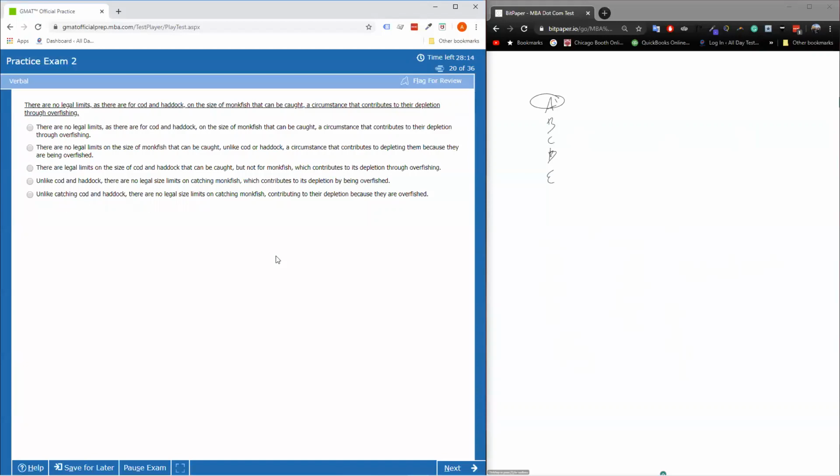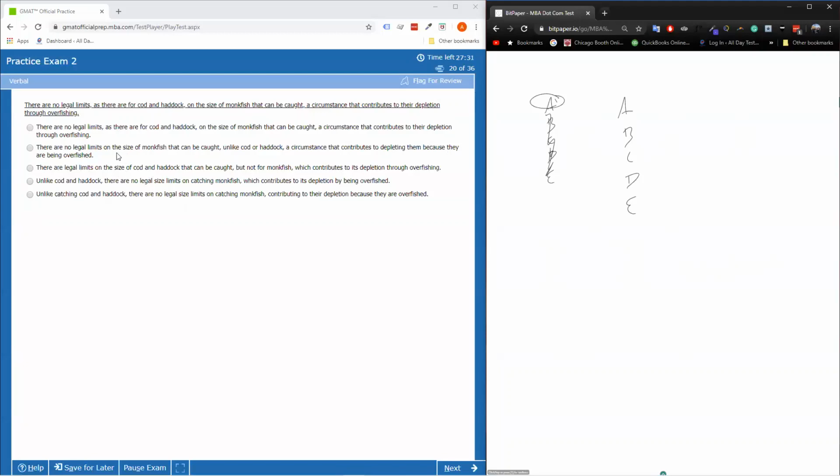There are no legal limits, as there are for cod and haddock, on the size of monkfish that can be caught, a circumstance that contributes to their depletion through overfishing. Some of these commas seem like they should be semicolons, but usually there's not punctuation like that on the GMAT. I'll leave it in, but I don't love A.